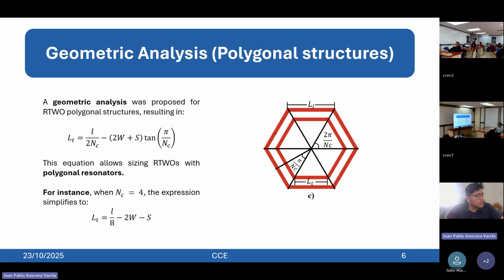From the geometric approach, we derive the expression that relates the adjusted length LT with the number of sections NC and the dimensions L, W, and S. The equation shown here allows us to determine the proper scaling for RTWO with polygonal resonators. For example, if NC is 4, corresponding to a square topology, this expression simplifies to this, which provides a direct way to estimate the total path length. In the figure, we can see the corresponding angles of the geometric analysis and the parameters LL and LT.